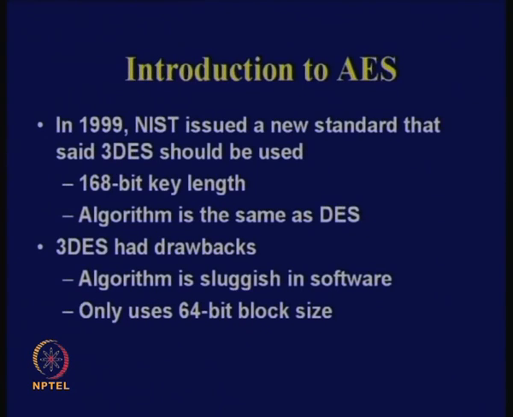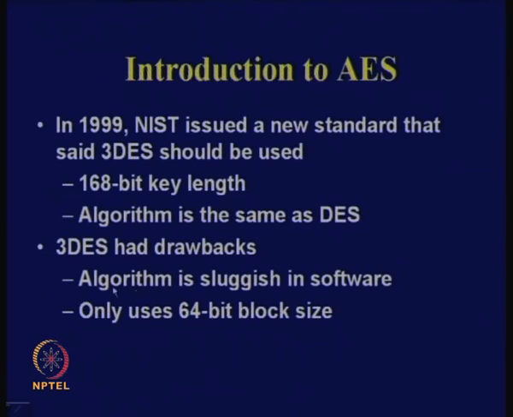Next we come to the introduction of the real AES algorithm, or the Advanced Encryption Standard algorithm. In 1999, NIST essentially issued a new standard that said that 3DES should be used. We have already seen that in case of 2DES there were certain vulnerabilities, and 2DES was not able to provide the security of 112 bits of key because of the meet in the middle attack. So it was thought that 3DES will be adopted as a standard, and 3DES was supposed to provide a security of 168 bit key lengths.